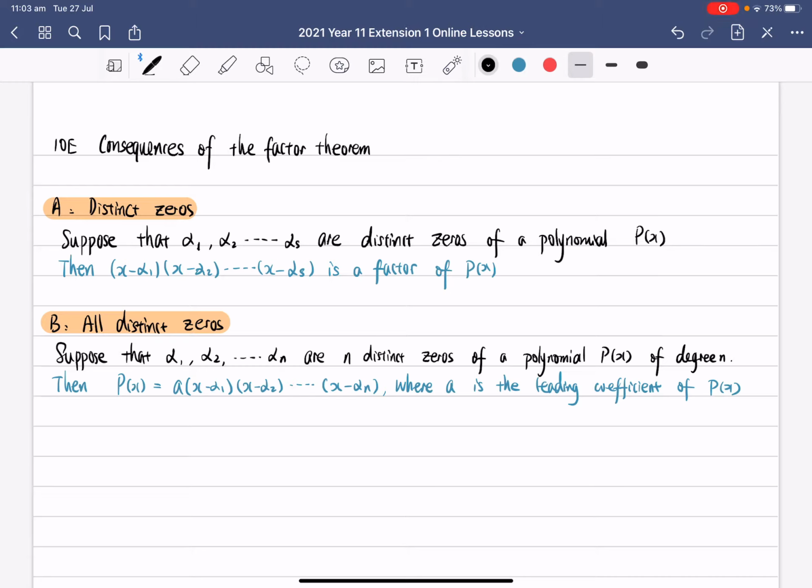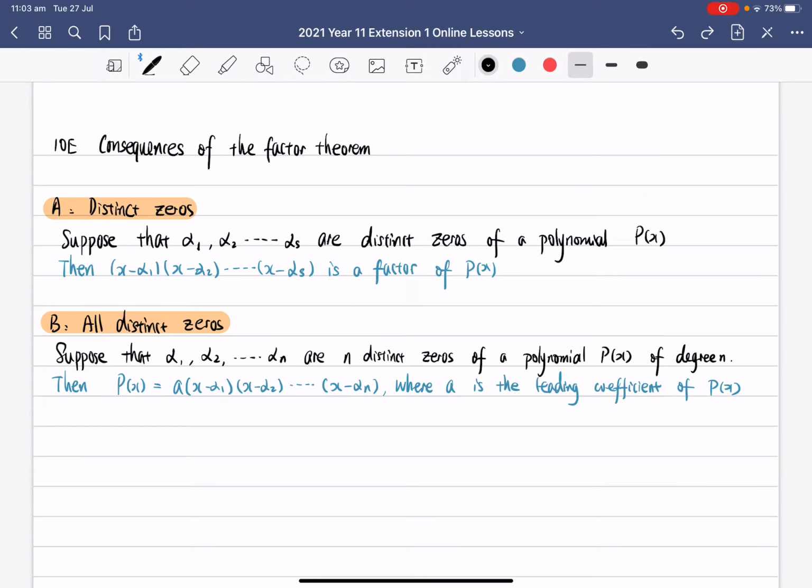Well, the first two things are the distinct zeros. So suppose that we have alpha 1, alpha 2, alpha 3, alpha 4, and it goes on. Those numbers are distinct zeros. Distinct means they're all different. Zero means they are the solutions of the polynomial equation P(x). Then x minus alpha 1, x minus alpha 2, x minus alpha 3, and so on, are factors of P(x).